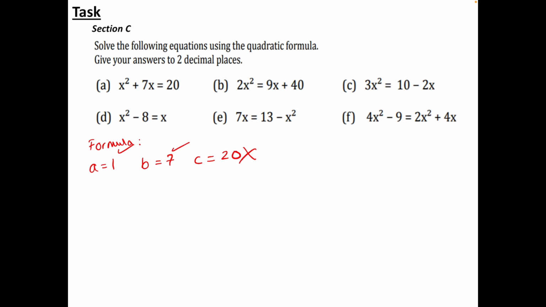You must make sure that that initial equation is equal to 0. If it's not, you're going to end up with the wrong signs. So what you need to do is subtract 20 from both sides in this case to get x squared plus 7x minus 20 equals 0. Now that it equals 0, I can write down my three terms. I get A is 1, B is 7, and C is negative 20. So you can see the difference that makes there.